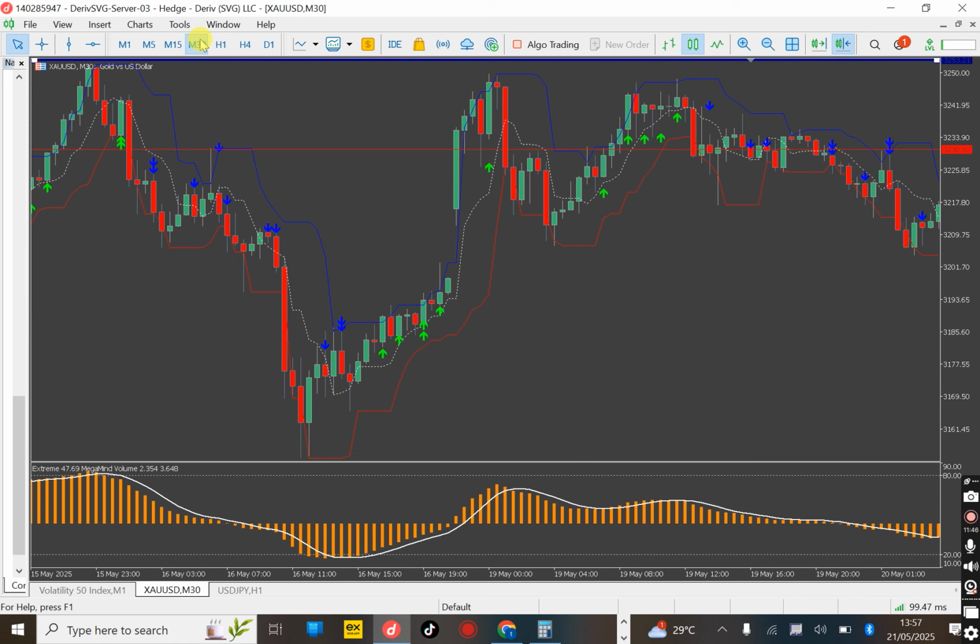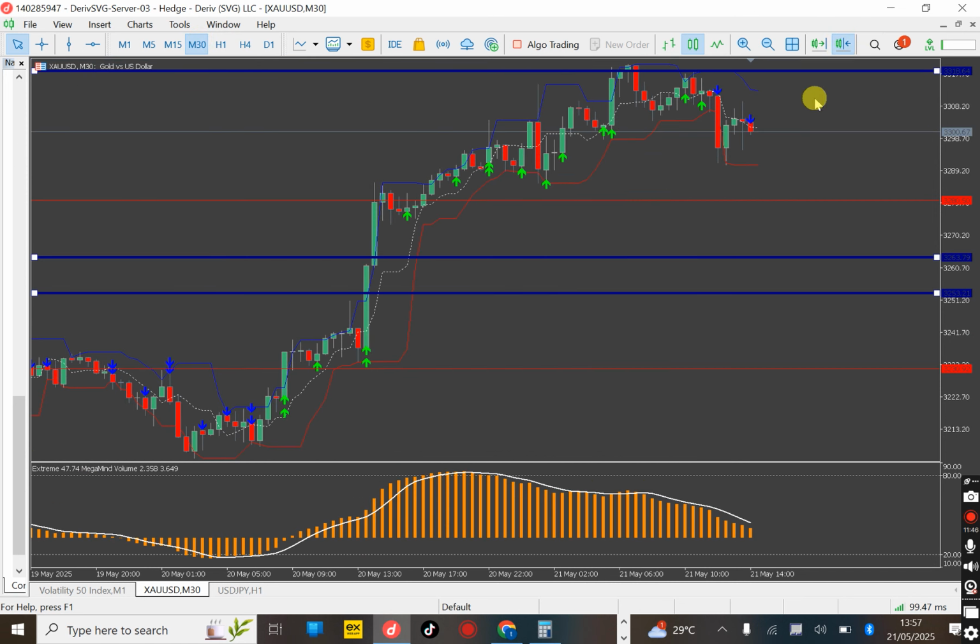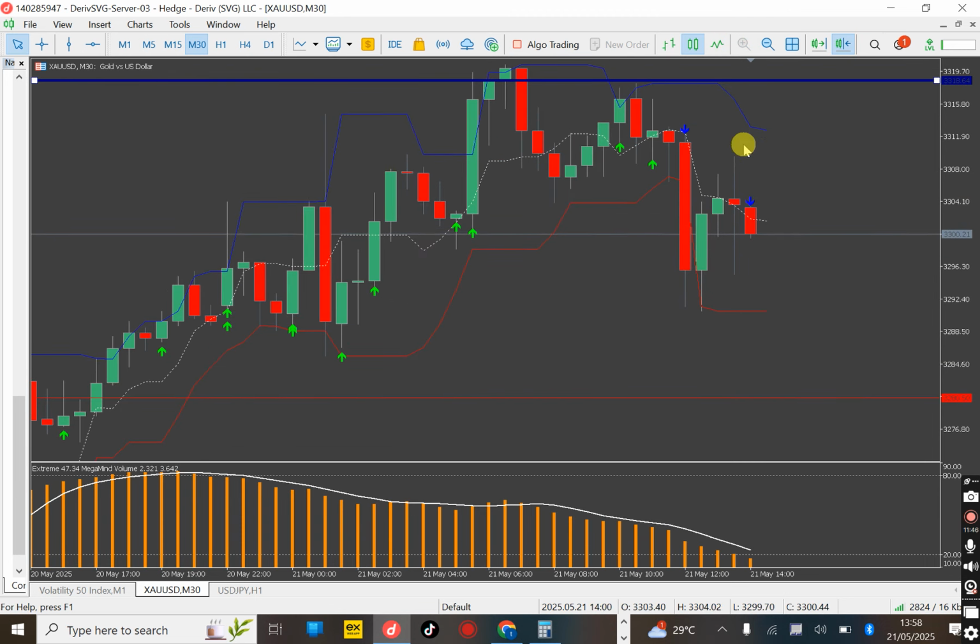I can move on to the 30 minutes and see what is happening. The 30 minutes is telling me to sell, but we are below the white line, right? So I can just wait patiently for this 30 minutes to close. Once it closes and is still below the white line, I'm going to take the trade. Now if I zoom in, you can see that this candle couldn't close below. That's why we didn't get a sell. So the 30 minutes is telling me to wait for a sell signal, right?